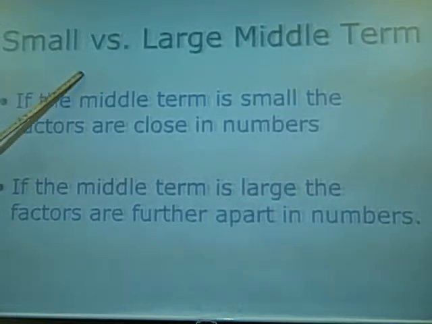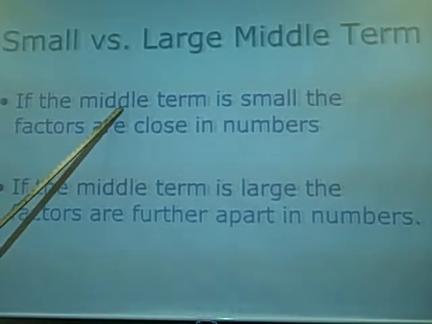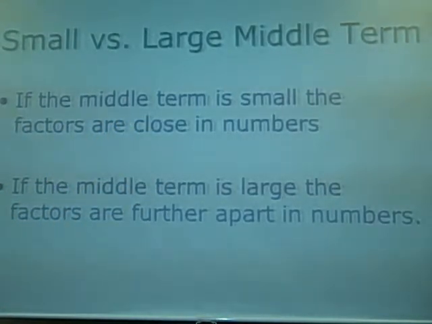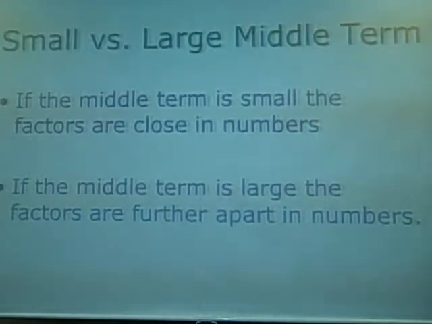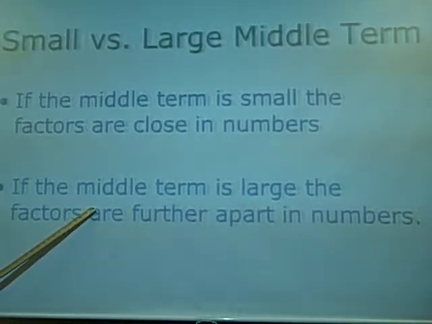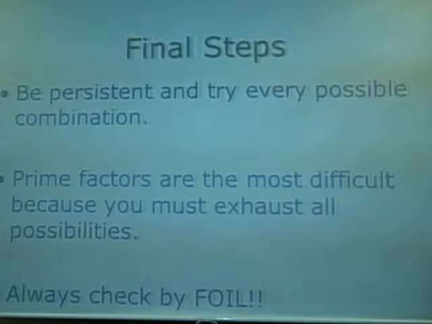Small versus large middle term. If the x term, or the b term, is small, then your factors are going to be close together. It makes sense, because if they add or subtract, they're going to come out smaller than if the numbers were further apart. If the middle term is large, then our factors are further apart. So that helps us to reduce our trial and error when we know that.